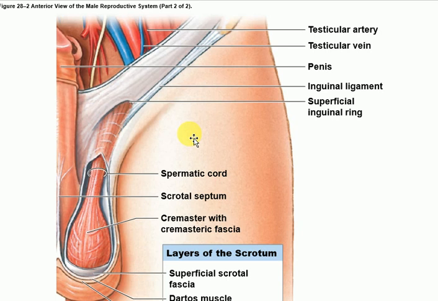Why? Because there is something called undescended testes. The testis didn't go, and it's not going to go. It's not going to descend. Okay? We call that cryptorchidism.